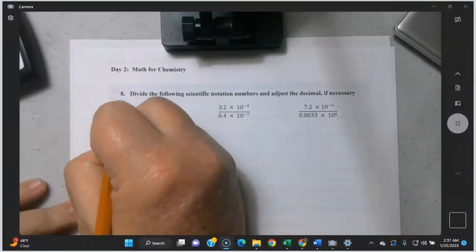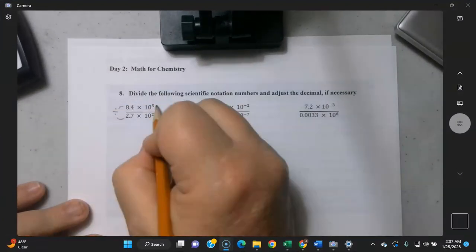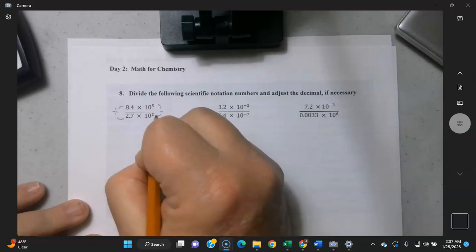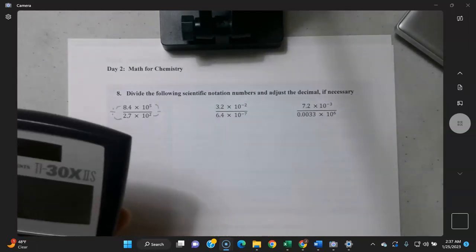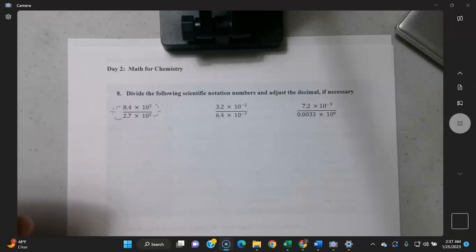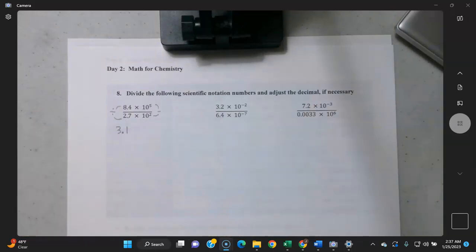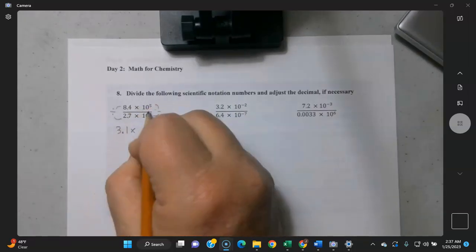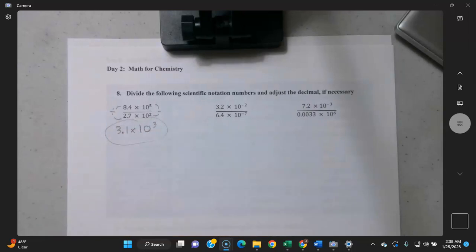Now we're going to do long division, and the rule for that is simply you divide this by this, divide these numbers, and then you're going to subtract. So that's a minus sign right there. 5 minus 2. So come on down here, do this on your calculator. 8.4 divided by 2.7 equals 3.1. You can round it to 1 or 2 places after the decimal. I'm not going to be particular. You'll learn rules of that later on. Okay, 3.1 times 5 minus 2 is 3. So times 10 to the third. And that's all there is to that.